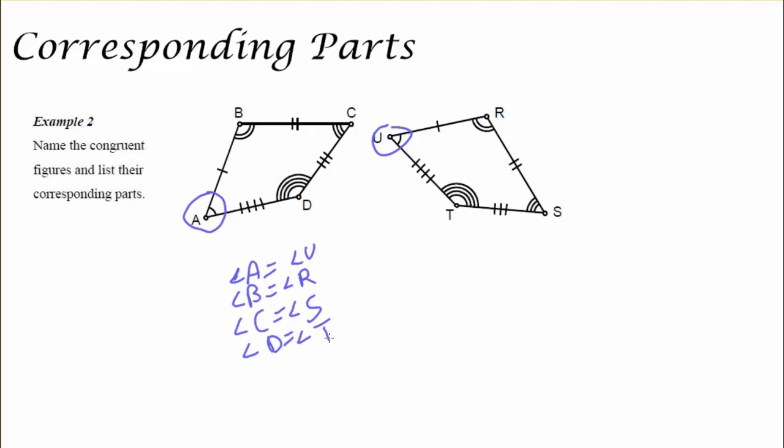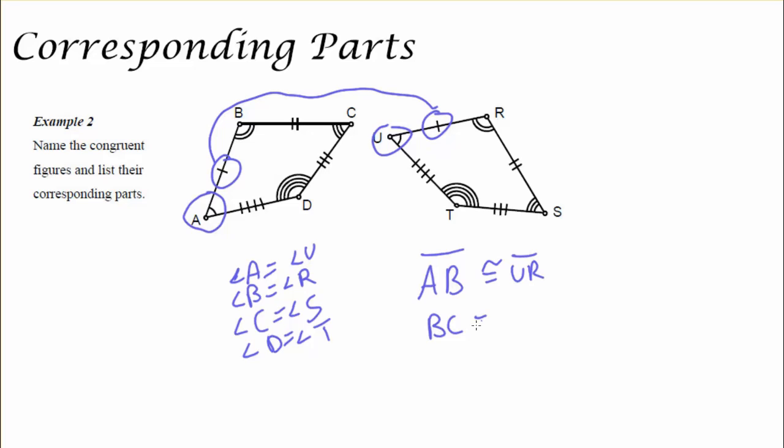Now, if I take a look at the sides, I notice that AB has 1 dash, and it would be congruent to UR that also has 1 dash. So segment AB is congruent to UR. BC would be congruent to RS. I look at my sides with 3 dashes. CD would be congruent to ST or TS. And lastly, AD would be congruent to UT.